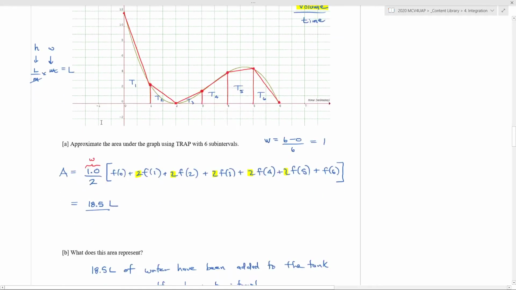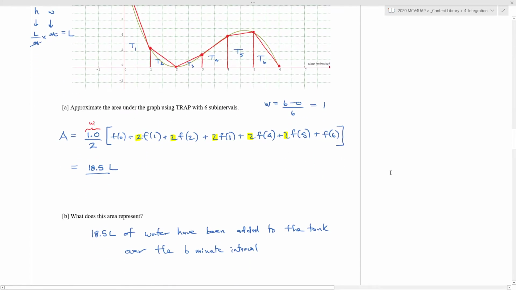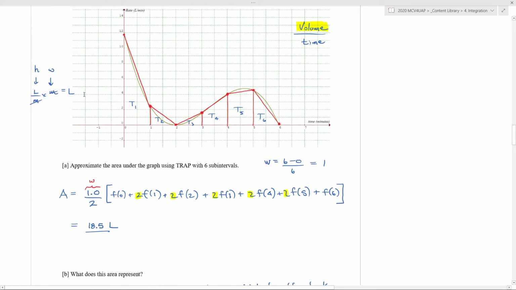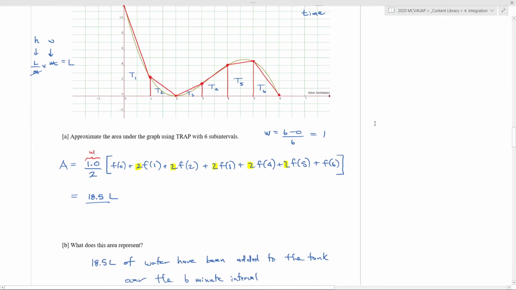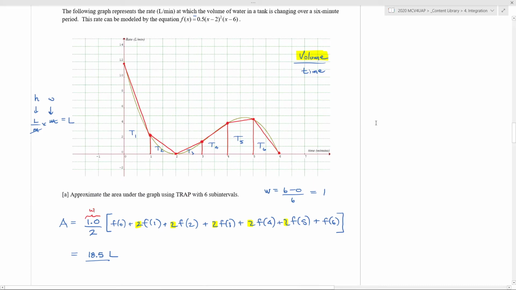So what is the interpretation? What does it represent? Well, it means that 18.5 liters of water have been added to this tank over the 6-minute interval. So how do I know it's been added and not subtracted? The reason is because all our trapezoids are above the time axis. In other words, all the rates are positive. Every part of this graph is above, so all the water has been added to the tank over the 6-minute period. Any questions?